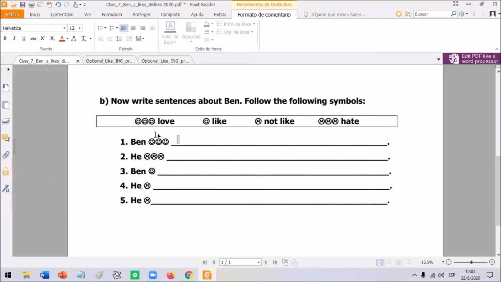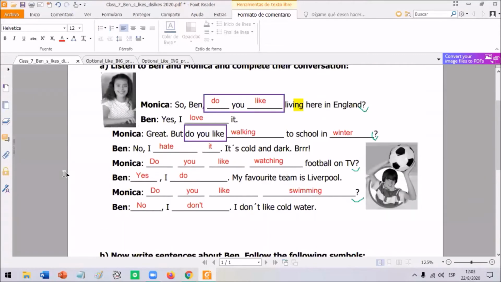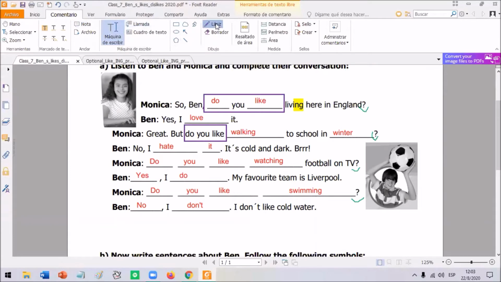¿Te acordás cuál era? Come on, can you write it on the chat? We say Ben... Okay, yes, we need the S. So we say Ben loves. Okay, but what does he love? Let's see the conversation here. What does Ben love? Can you find it? Where is it? Try to find the word love.